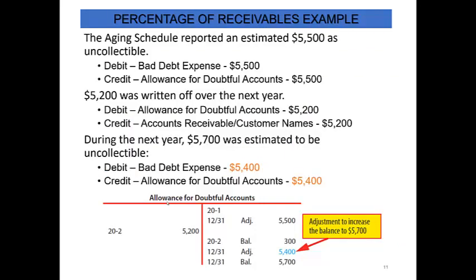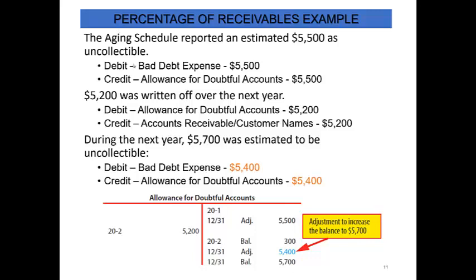The next step is to enter the journal entry for the estimated bad debt. But when you're dealing with the percentage of receivables method, you have to think a little bit more than you did with the sales method. With the sales method, we just debited bad debt expense, credited allowance for bad debt for the amount of our estimate. But with the percentage of receivables method, we have to base our adjustment on the amount that's already in the allowance for doubtful accounts. Okay, so let's look at how that works.